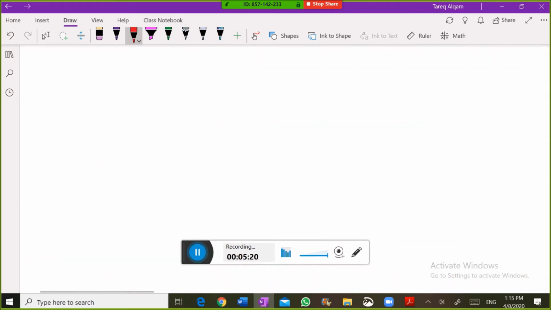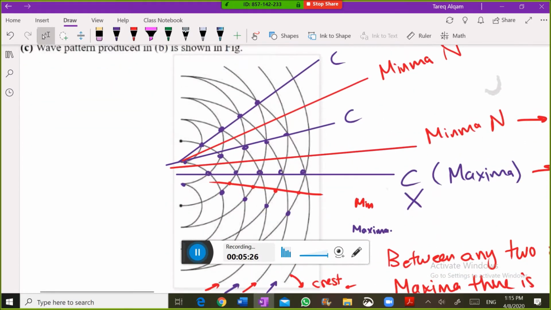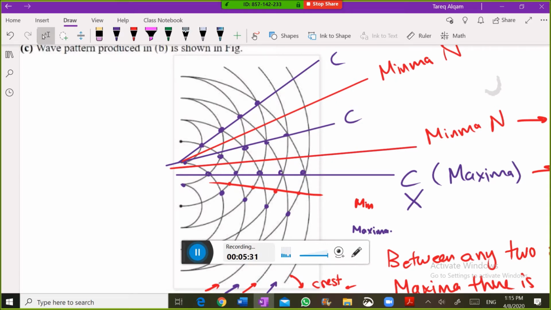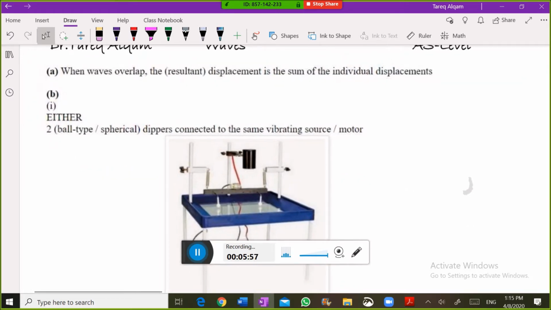Sir, if I have two different waves, and a crest meets a trough but they have different amplitudes, will they cancel each other out? It becomes a minima, but this minima is not complete cancellation, it is a reduction in the amplitude. The resultant amplitude will be less than the amplitude of either of these waves, but we don't have complete cancellation. If they have the same amplitude, they cancel each other out. Exactly.